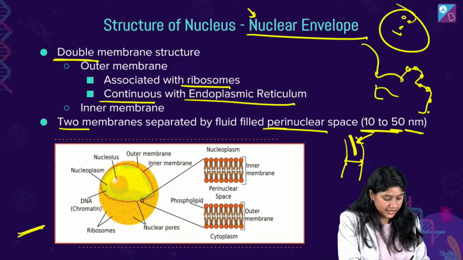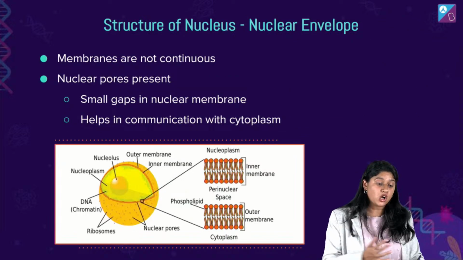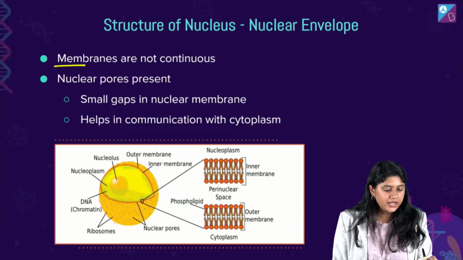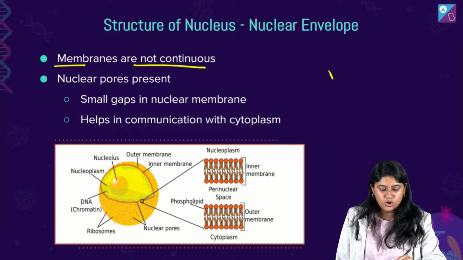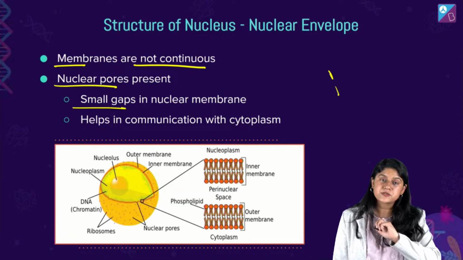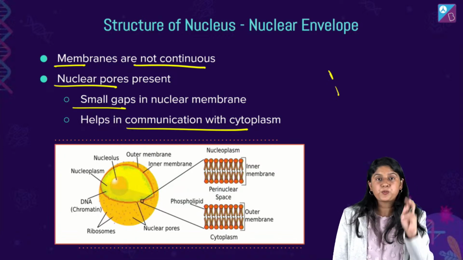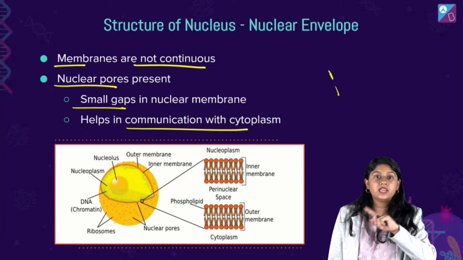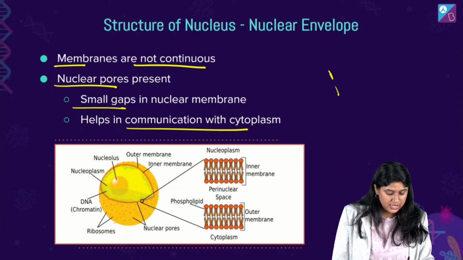Okay. Now that we are clear with this, let's move ahead and talk about the nuclear membrane. Membrane क्या है? Continuous नहीं है. Nuclear pore भी बीच बीच में है. Nuclear pores are present. We have small gaps in the nuclear membrane, and ये जो pores हैं actually help करते हैं in the communication with the cytoplasm.